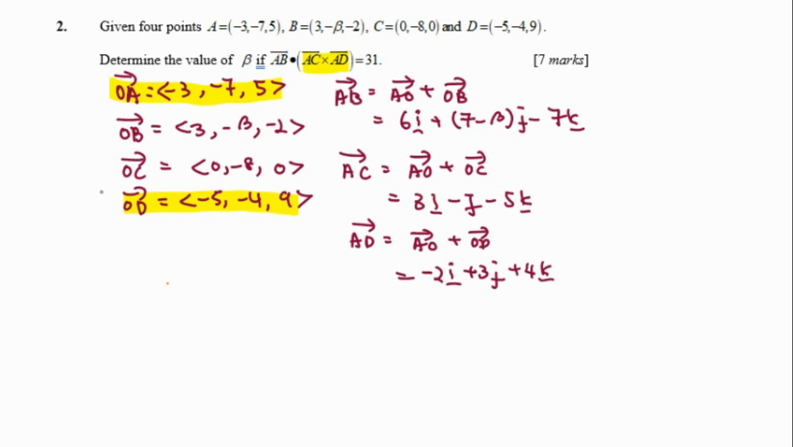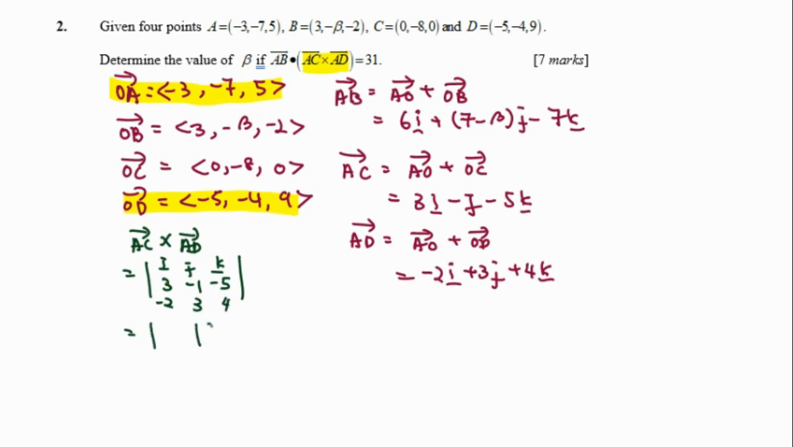Now we're going to find out our vector when AC cross AD. So we need to do the determinant for i, j, k. Plug in the values for AC, which is 3, negative 1, and negative 5. Meanwhile, for AD it is negative 2, 3, and 4.